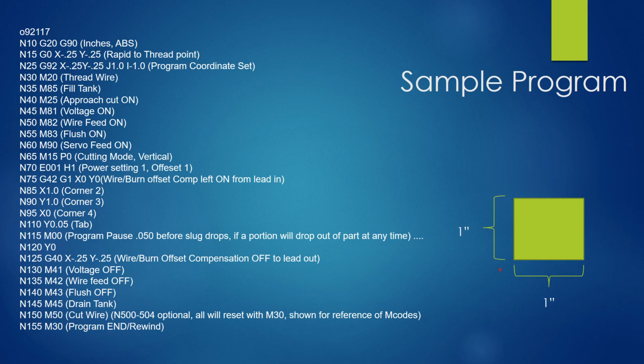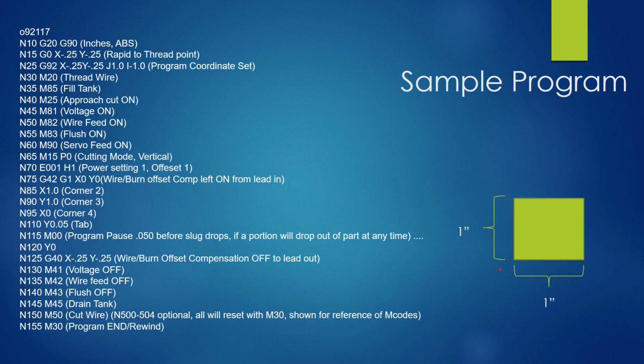So today we're going to go around this square. Okay. So we're rapiding to that quarter, 1 inch, -0.25, -0.25. We're calling up a G92. That's going to set my coordinate system. And you can see that we have a 1 inch thick part and we are not cutting a taper. Okay.